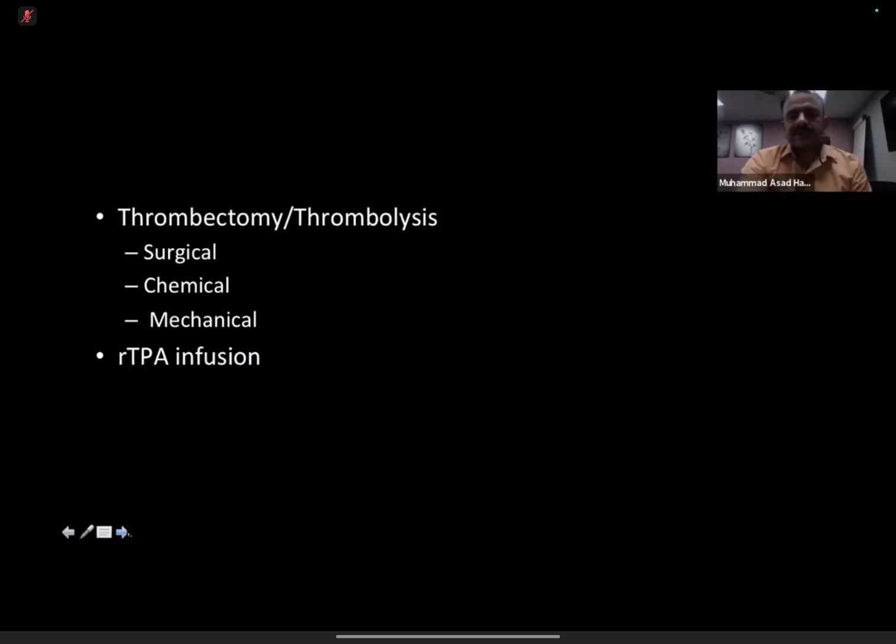There are 3 different types of thrombolysis or thrombectomy. Surgical is thrombectomy. Chemical thrombolysis is when we are giving the TPA through the catheter guidance, or it can be mechanical. We have different devices available which can break the clot and suck at the same time. So that is the mechanical thrombectomy.